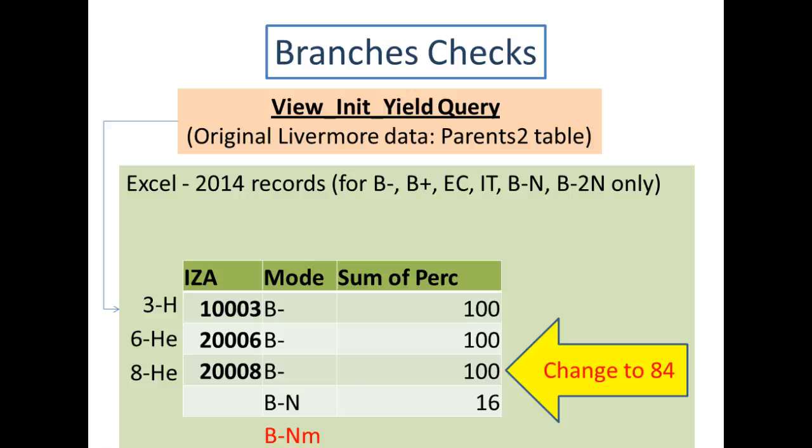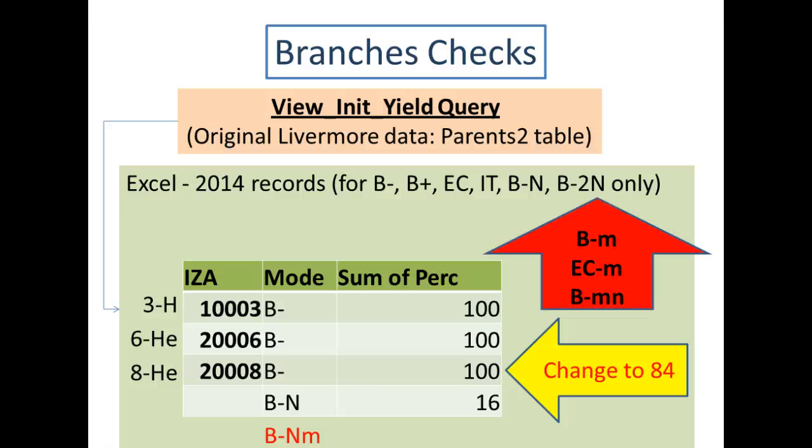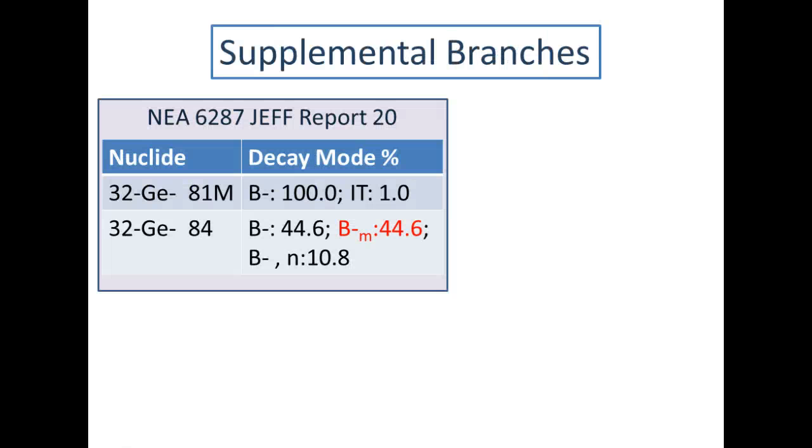B-MN. Where's that in the Livermore data? The B- means it emits an electron. The N means it emits a neutron. The M means it does not decay all the way down to the ground state of the daughter. There are other decay modes that hang up at an in-between energy level as well, and they are all missing from the Livermore data. The missing modes are available from the international community.